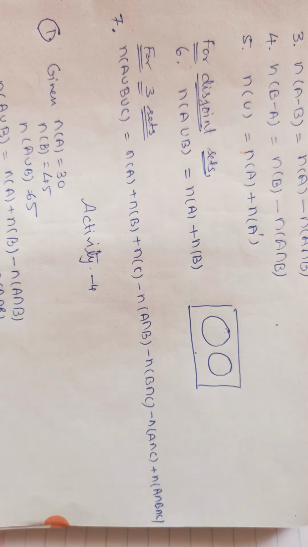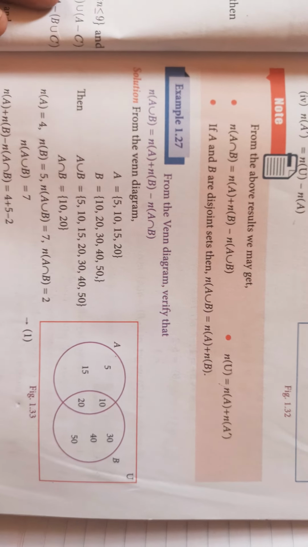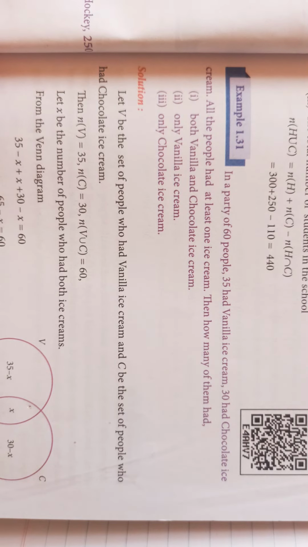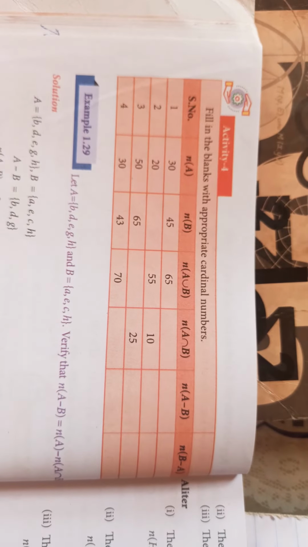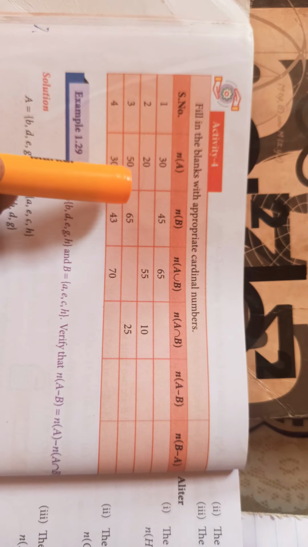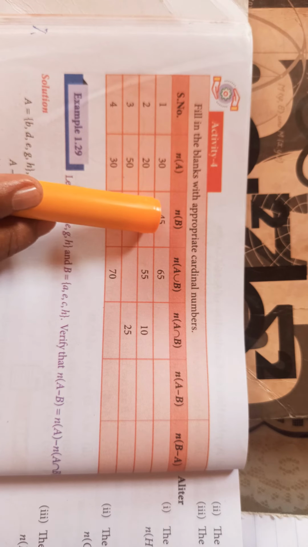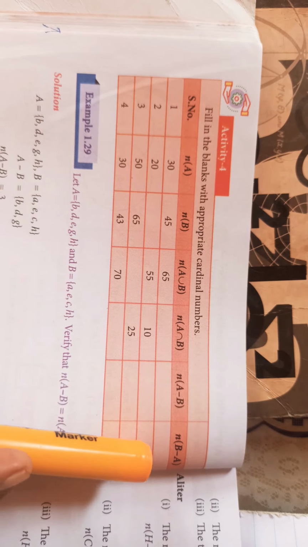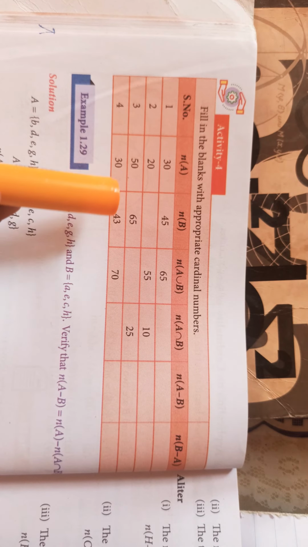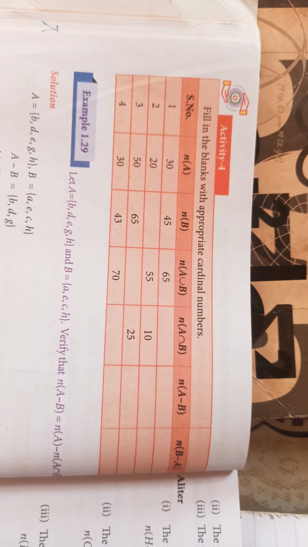Based on these results we are given certain problems, but before that we have an activity, activity 4. The activity represents some of the values n(A), n(B), n(A ∪ B), n(A ∩ B), n(A − B) and n(B − A). In this activity we will be given certain values and we have to find certain values using these identities.